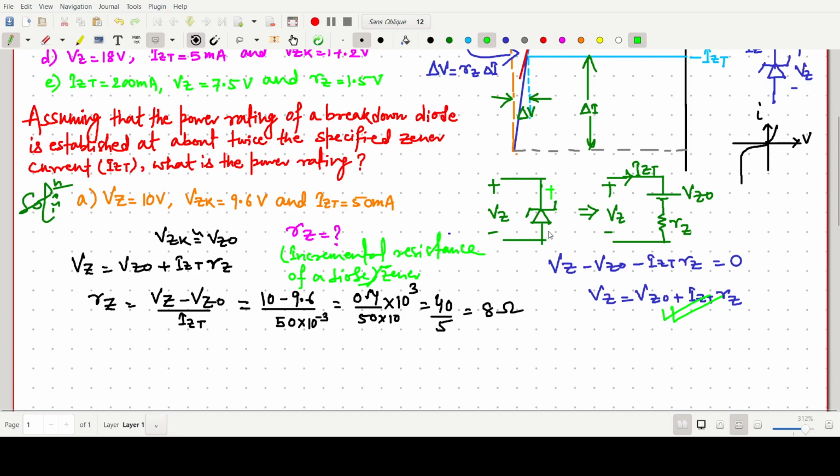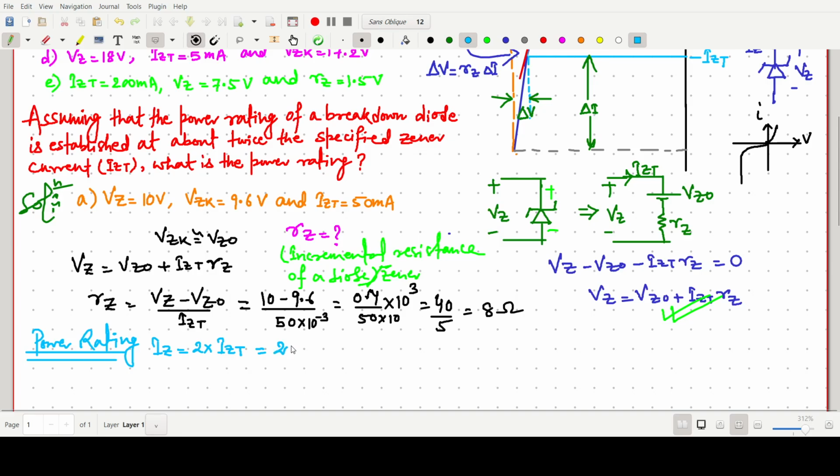This should be plus or minus. We can write on. So this should be 8 ohm. Now we have to focus on the power rating. For the calculation of power rating, it is clearly mentioned in the question that assuming the power rating of a breakdown diode is established at about twice the specified test current. So now we have to take IZ as twice of IZT in every question.